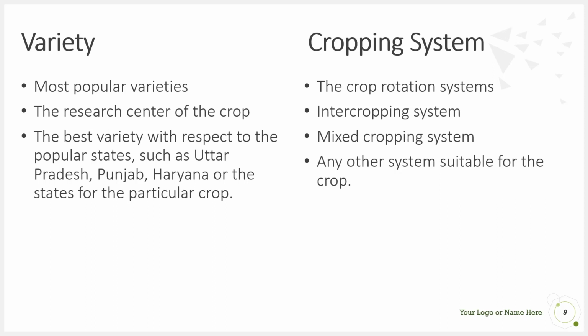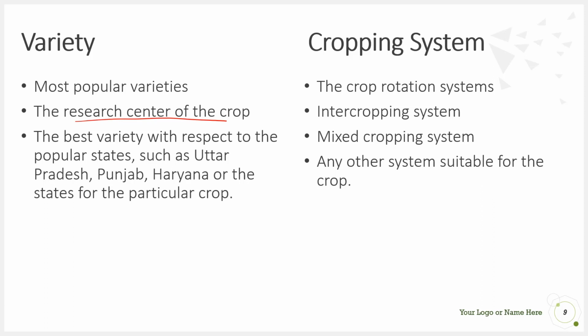Next topic will be variety. Under the topic variety, we have to include the most popular variety of the particular crop. Then we have the research center of the crop. There are different research centers, such as for potato. The research center is in Kullu. So all these research centers we have to include under the topic variety.